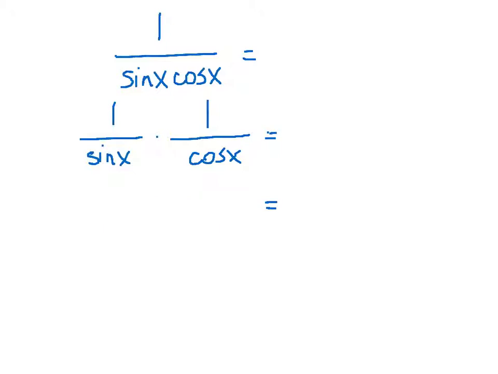So 1 over sine of x is going to give you a cosecant of x, and a 1 over cosine of x is a secant of x. So this is equal to what we had on our right hand side, which is a secant of x times cosecant of x. So now you have proven that your left hand side is equal to your right hand side.